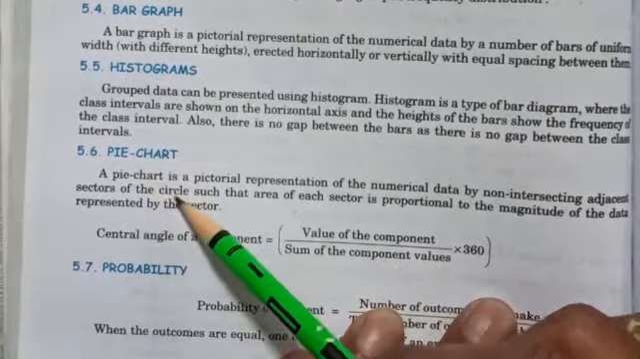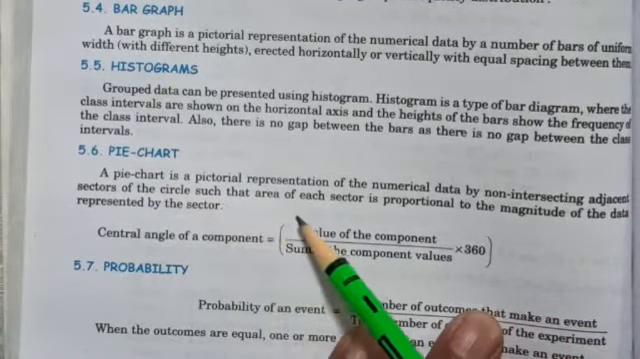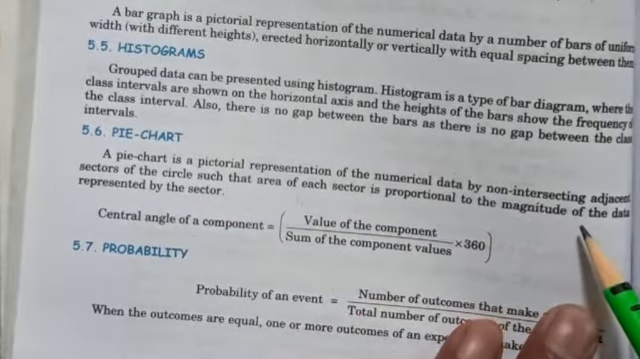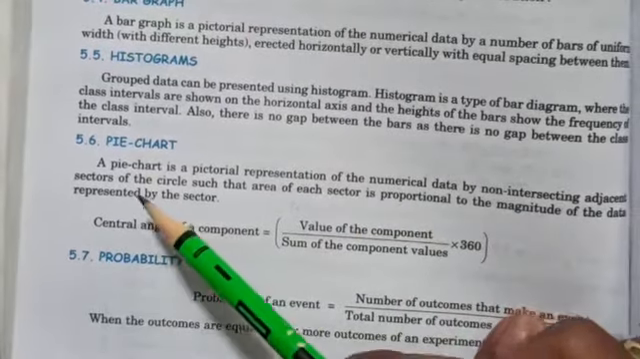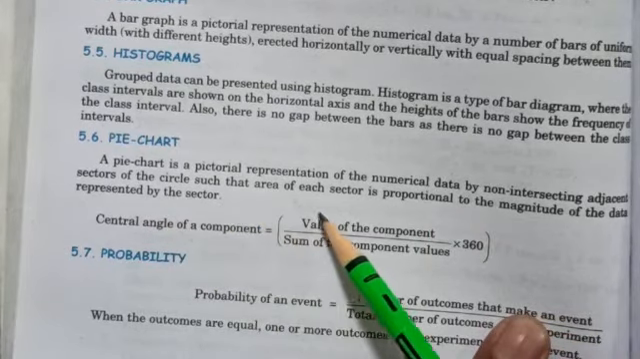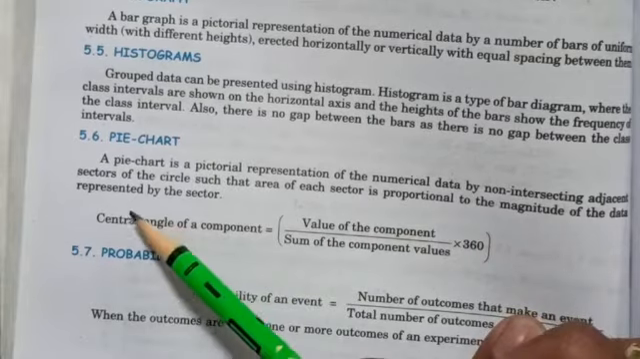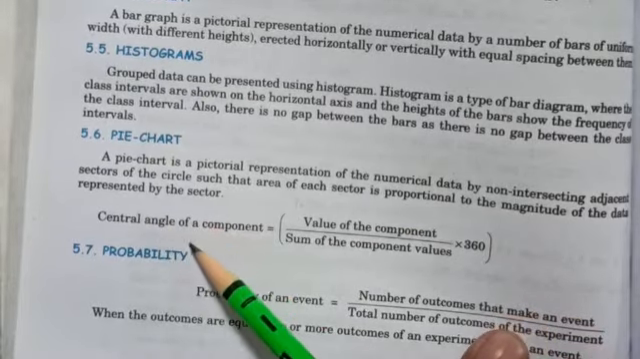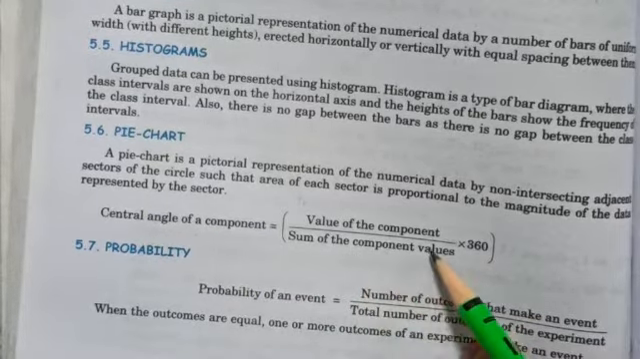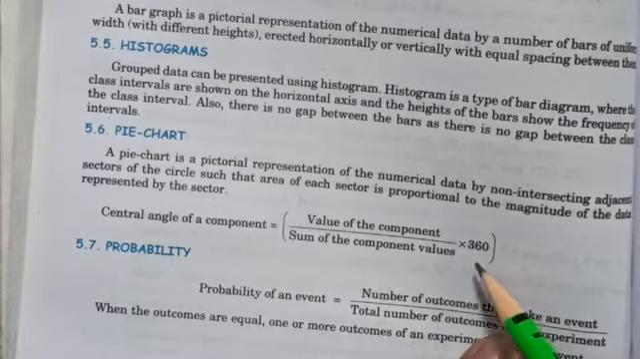Next is pie chart. A pie chart is a pictorial representation of the numerical data by non-intersecting adjacent sectors of a circle such that the area of each sector is proportional to the magnitude of the data represented by the sector. The central angle of a component is equal to the value of the component divided by the sum of the component values, into 360.